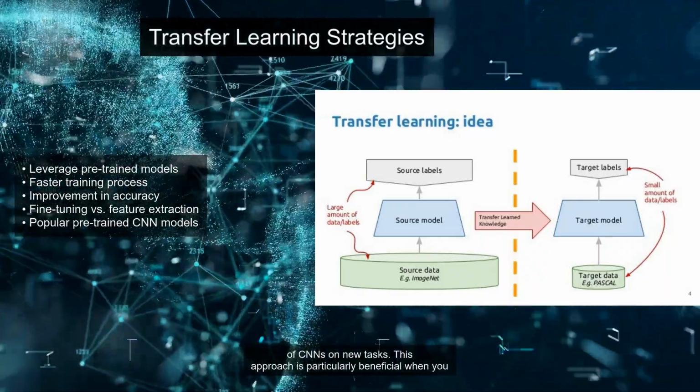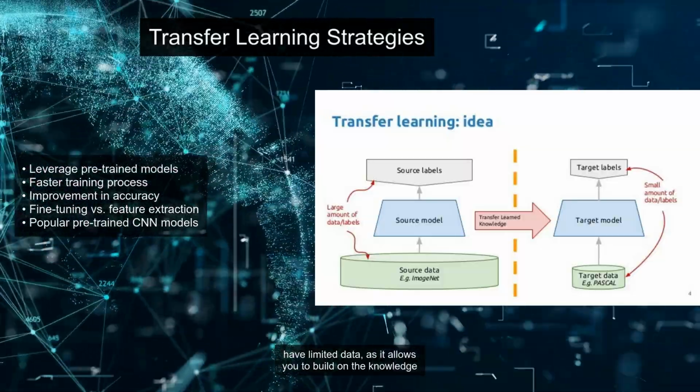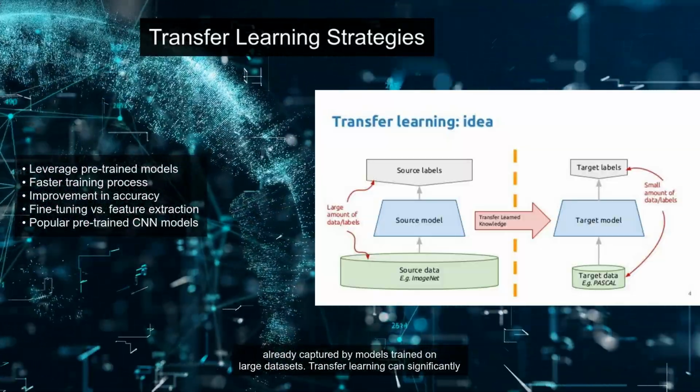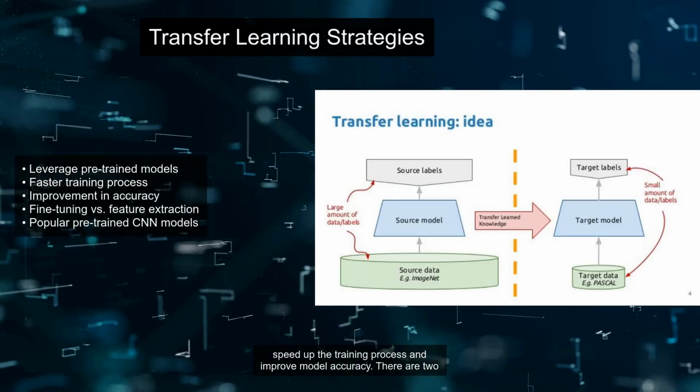Transfer learning involves leveraging pre-trained models to improve the performance and efficiency of CNNs on new tasks. This approach is particularly beneficial when you have limited data, as it allows you to build on the knowledge already captured by models trained on large datasets. Transfer learning can significantly speed up the training process and improve model accuracy.